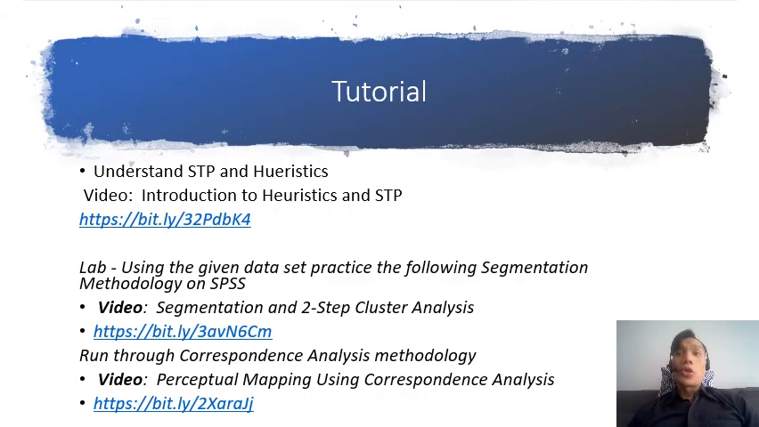Now, for the tutorial for this particular lecture, this is where I would like you to explore the understanding of heuristics and STP. So let's start out easy by going through segmentation methodology using cluster analysis or two-step cluster by looking at the video and following the steps with the data sets given, as well as run through the correspondence analysis methodology using perceptual mapping, again using the data set, and also following the technical video that I provided for you. So go through this to understand how to create proper segments as well as proper perceptual mapping.